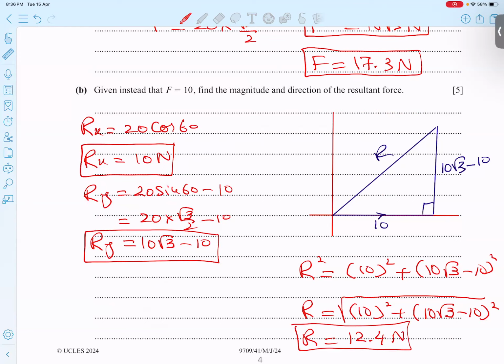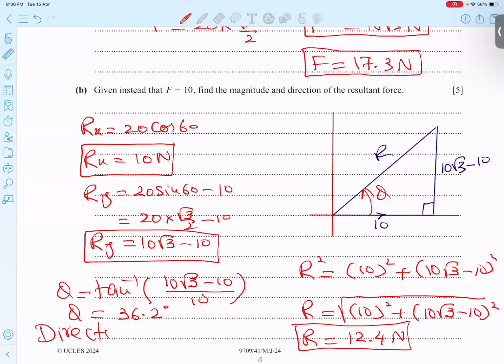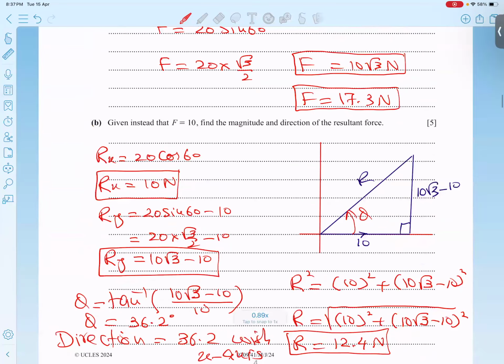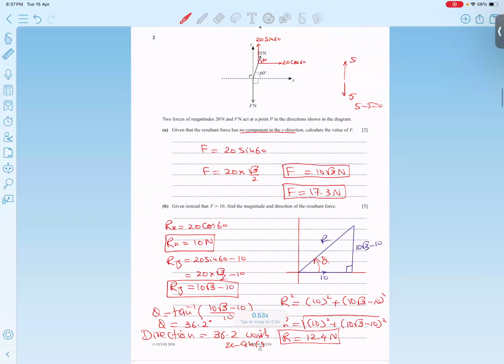So this is done. Now I have to find the direction, and this angle is called the direction. How to get it? I have two ways: tan inverse, opposite by adjacent. So I get it here, (10 root 3 minus 10) over 10, and this gives us theta. Theta turns out to be 36.2. Simply say the direction is, because it is in the first quadrant, the same angle with the x-axis. Whether you write this or not, it is understood. I hope the concept is completely clear.